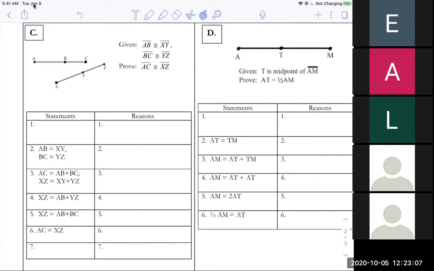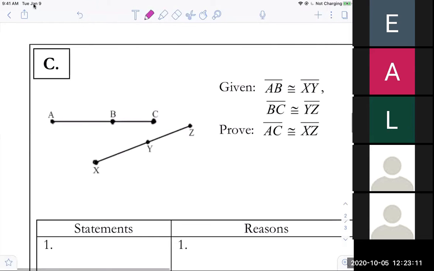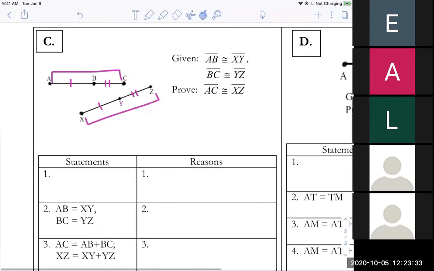Okay, so it says that segment AB is congruent to segment XY, and segment BC is congruent to segment YZ. And then you're proving that the whole segment here is congruent to the whole segment there. Hopefully that's believable, because you're adding the two of the same lengths together, and of course the whole thing should be the same. So the argument here is explaining step by step why that's true.